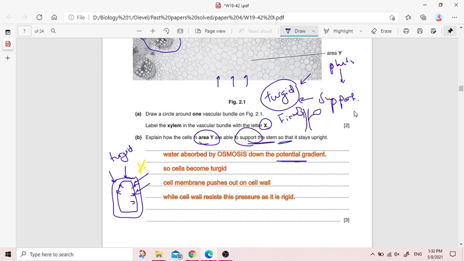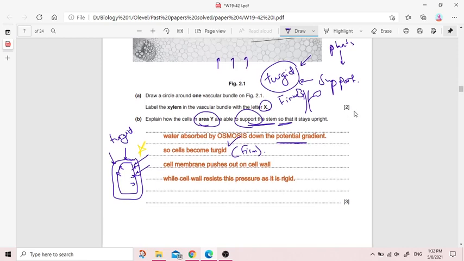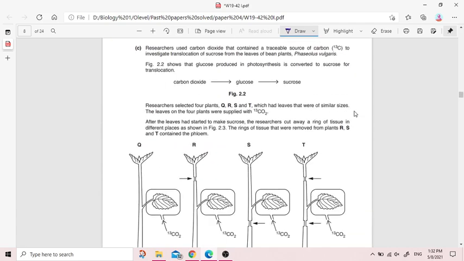So again, water is absorbed by osmosis down the potential gradient, so the cells become turgid, they become firm. How does this happen? By resistance. The cell membrane pushes out while the cell wall resists this pressure. Okay? This is how the cells support the plant.